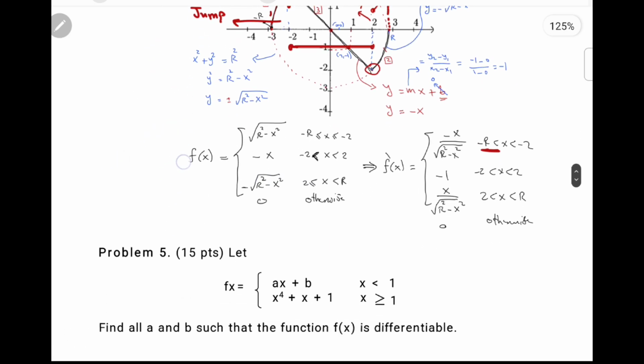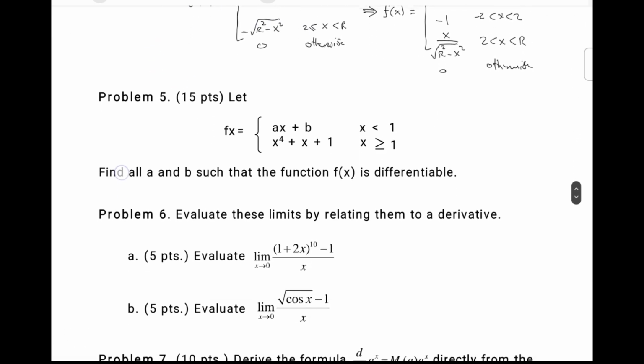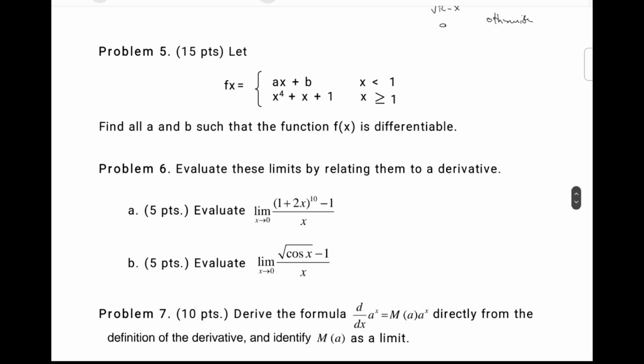Now let's solve problem 5. You are given a piecewise function for 2 intervals. For x less than 1, it's a linear function, ax plus b. For x greater than or equal to 1, it's a polynomial of degree 4. The question is, find all the values a and b such that the function is differentiable.